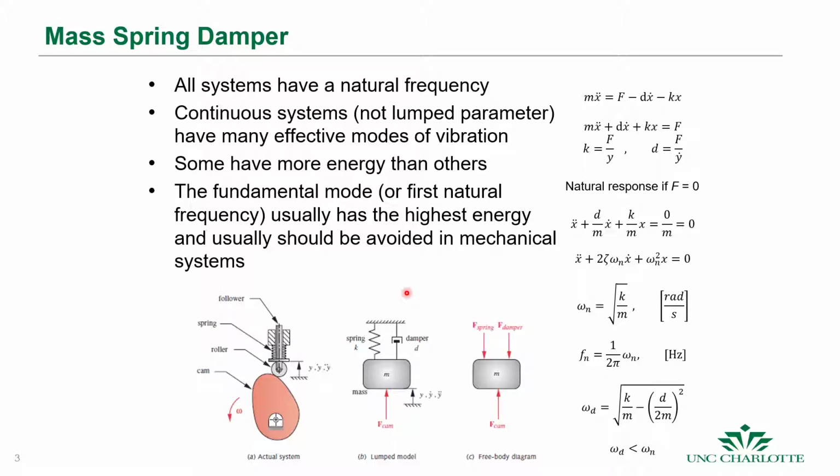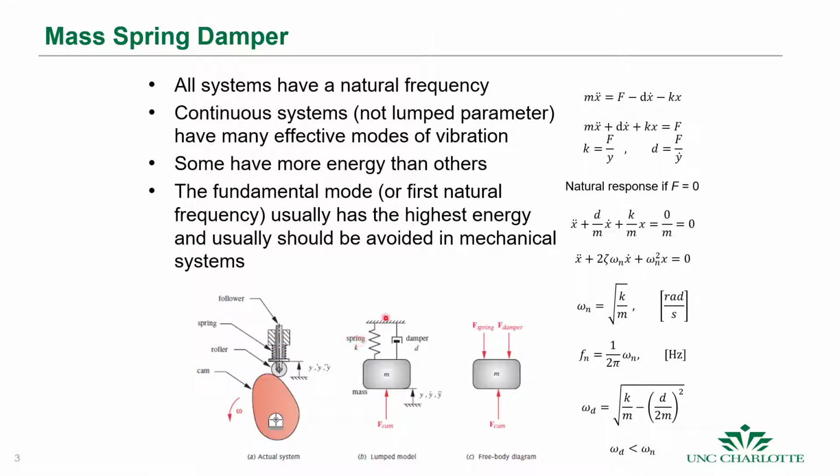You've probably all seen the mass spring damper that can represent a system such as this actual system where we have a cam and roller, and here we have, this would be the mass, this would be the spring. The friction would add damping, and any internal energy losses in the spring would also add some damping.